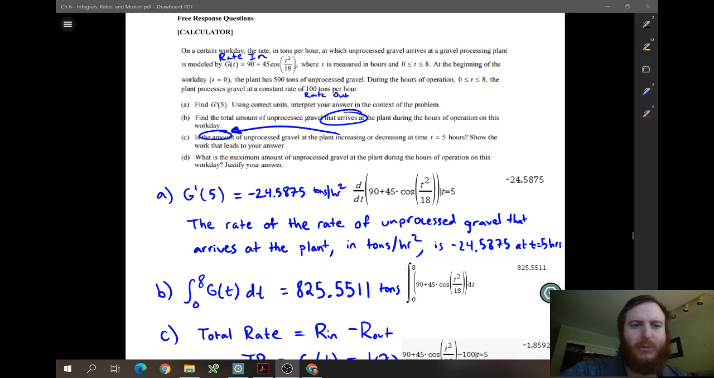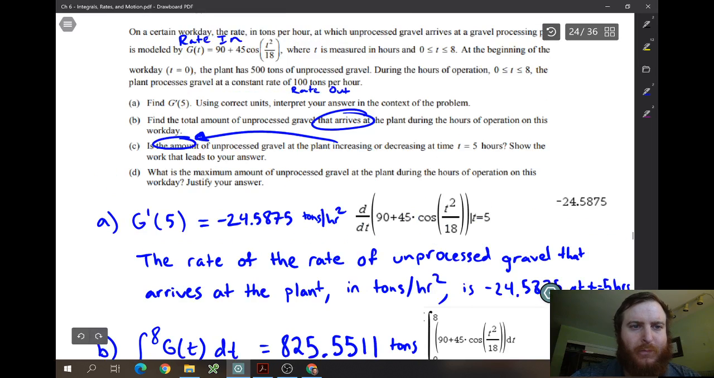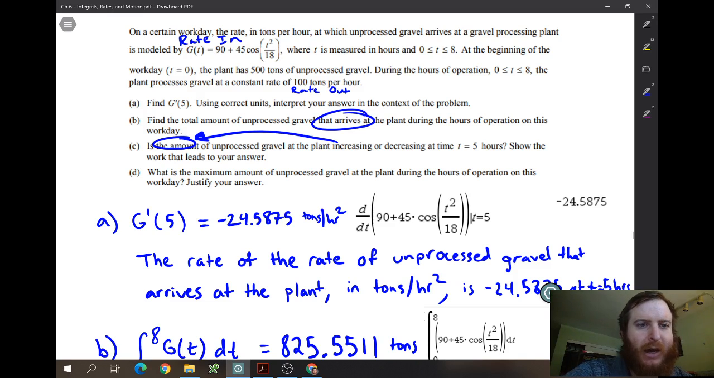Okay, so for our Chapter 6 free response, we are going to jump into it. Our first question is a rate in, rate out question. And so we're given a rate in, and it's very obvious, G of t, that's a rate in. We have to look, and this 100 tons per hour is the rate out.